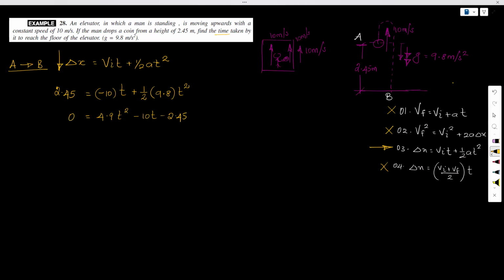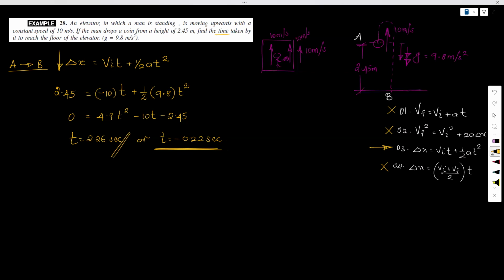Either you can plug in all the values in the calculator, or you can use the root function. For simplicity, I'm going to use the calculator. I will do the manual calculation as well. But first of all, it is 4.9, the A value, minus 10, the B value, and minus 2.45, the C value. So I'm going to end up with t as 2.26 seconds or t as minus 0.22 seconds. We should understand that time cannot be a negative value. So the answer is this.